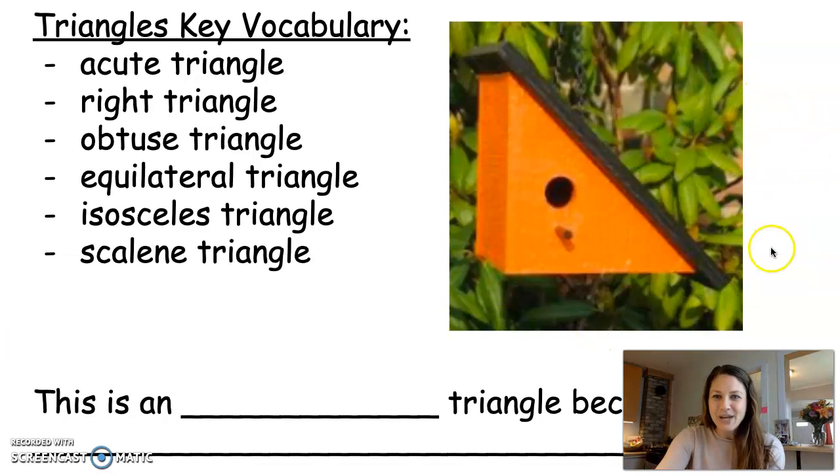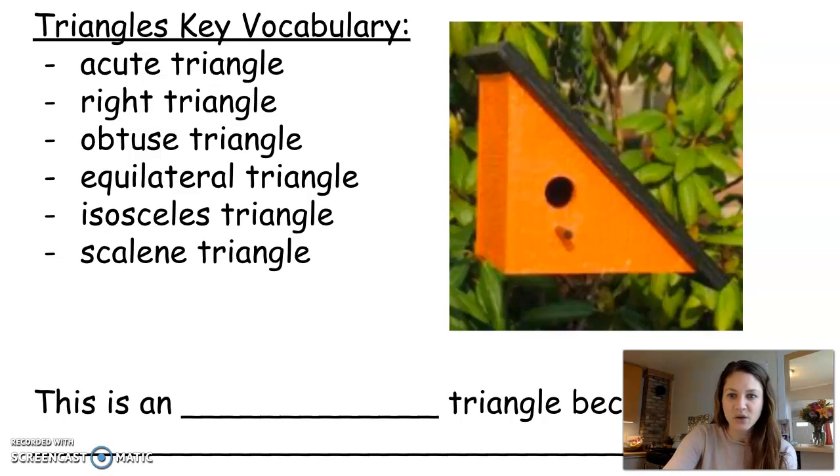This is a little birdhouse. This is a blank triangle because... And again, you can pause me so you can write this down or say out loud what you think it is. And it is good practice to actually say or write it before you see the answer.